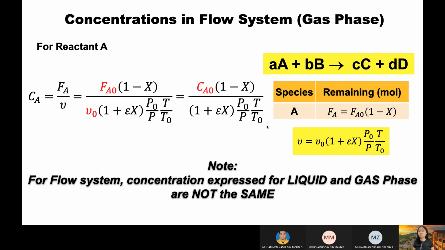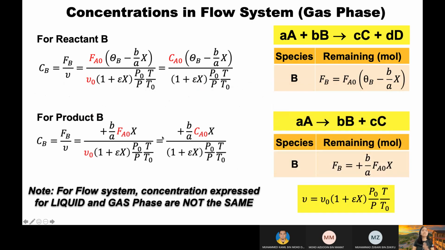Okay, so we have expressed it for A, and we express it for B too. The concept is actually still the same, so I don't have to explain in more detail. Just that what differs for the gas phase is that in the denominator we add the part 1 plus epsilon X, P naught per P, T per T naught.